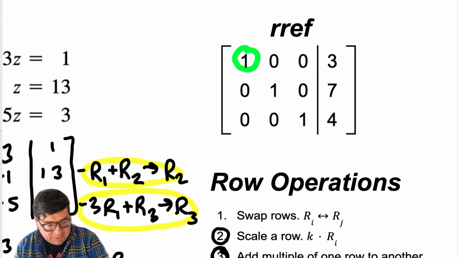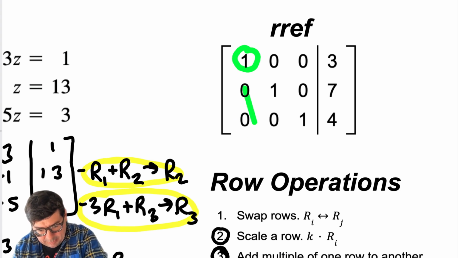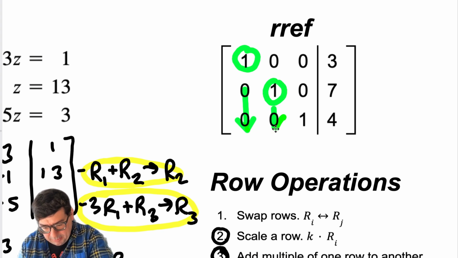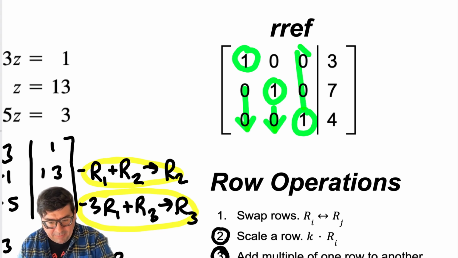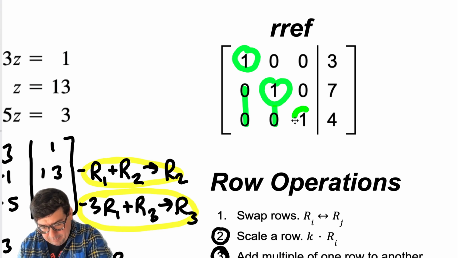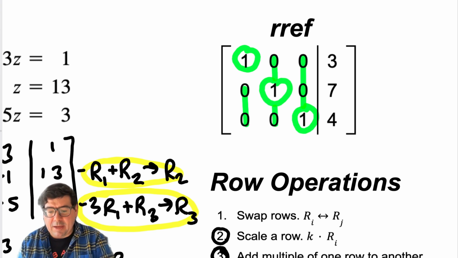I think it's snapping to the tool. Oh boy, it's really confused, sorry. Then we get this leading 1 and get zeros below it. Then we get this leading 1, there's nothing below it, and we go up. And then finally, fix that arrow, we get this 0 here.